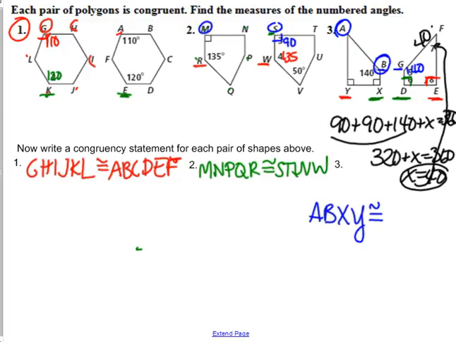So if I started at that top angle, I'm going to have to start here also. So I start with F, and then I went this direction for this polygon, so I have to go down to that 140 for this polygon. So that's going to be G. I went to X next, so I'm going to have to go to D next. And then I went to the last corner, which was Y. So I'm going to have to go to the last corner here, which is going to be E. So remember, the order matters.